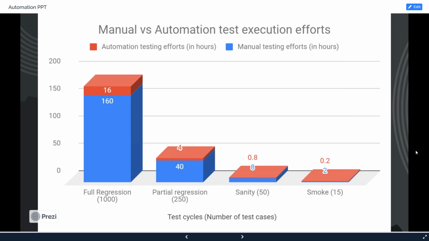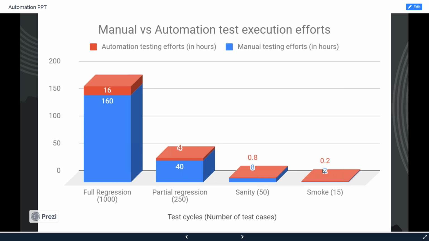So basically, as our friend said, generally the manual team spends 2 hours to execute 15 smoke cases, along with the preparation of evidences and submitting to the Azure report, Azure or any test management tool. Whereas the automation team spends only around 15 to 20 minutes to finish the execution.